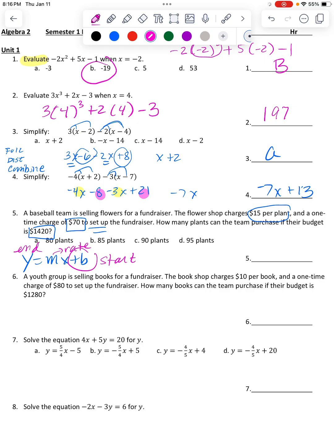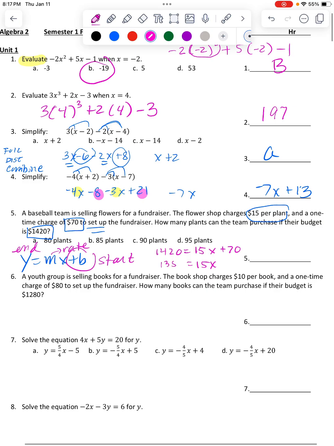So this particular problem is saying that in the end, we'd have $1,420. Our rate of change is $15 per plant, and per is kind of the indicator that it's a rate. And then a one-time charge is 70, so it starts off being $70. And so then I'm going to take away the 70. And when I take 70 away from this other side, I'm going to end up with $1,350.